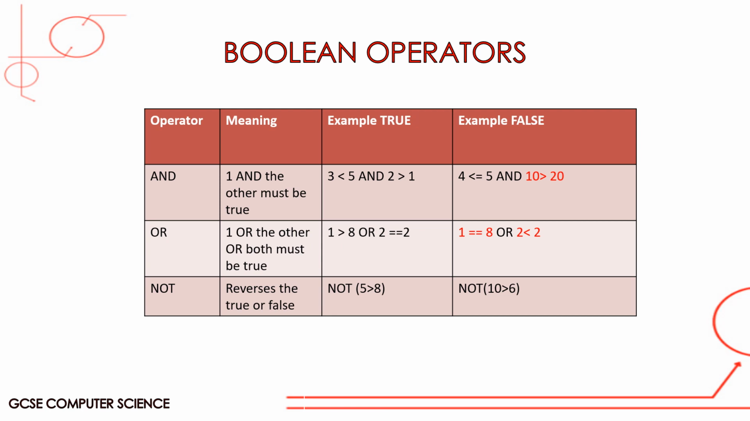Finally, we've got Boolean operators, and we've got and, or, and not. So you will recognize this from the logic gate. It basically does the same thing. AND just means that one and the other must be true. OR means one or the other or both must be true, and NOT reverses the true or false. So as in these examples, if you wanted a true output, you would say 3 is less than 5 and 2 is greater than 1. Both of those are true, so that would produce a true output. Study this table if you are confused, but this is just a revision video.